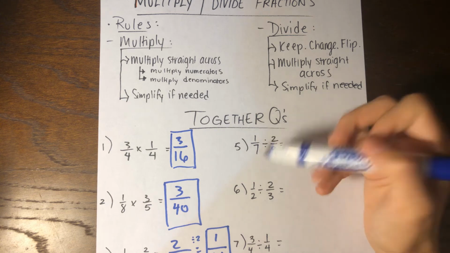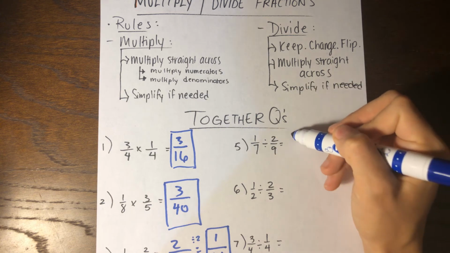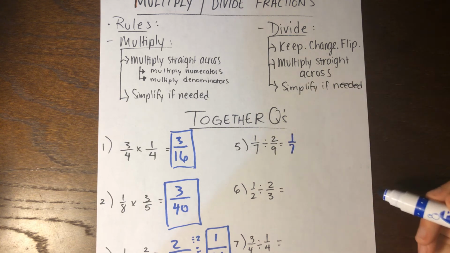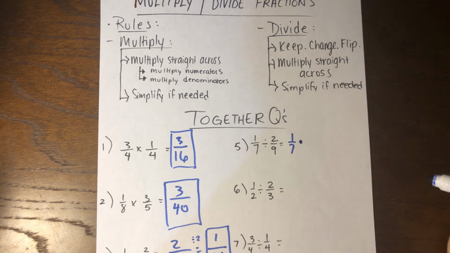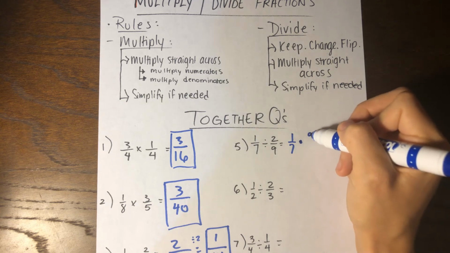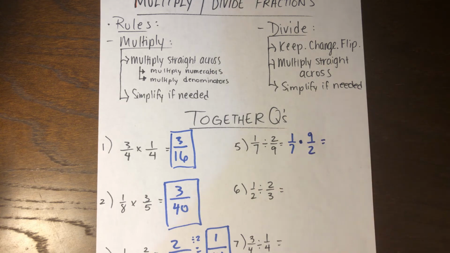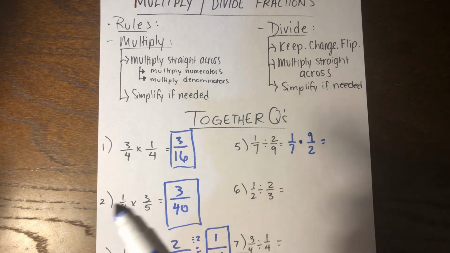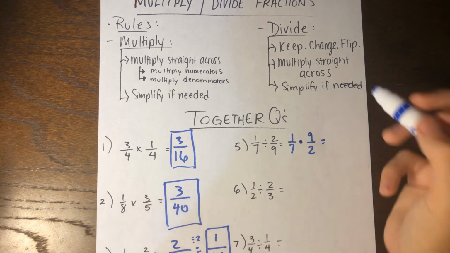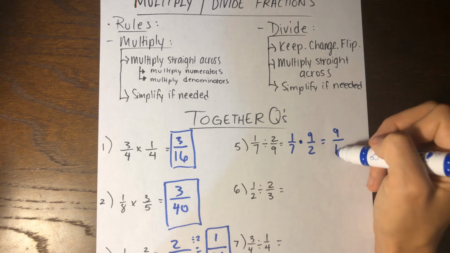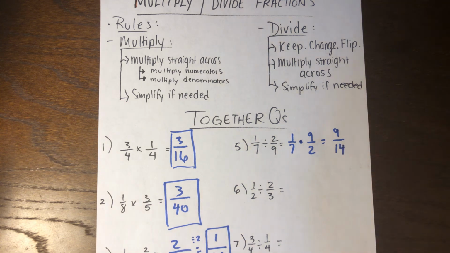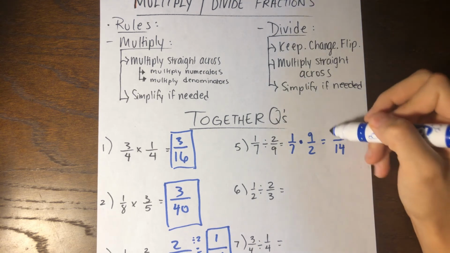So you're going to keep the whole first fraction, so 1/7 stays the same. We're going to change the sign from division to multiplication. And then we're going to flip 2/9. So instead of 2/9, I'm going to have 9/2. Okay? And then you multiply straight across like we just did. So 1 times 9 is 9. 7 times 2 is 14. And then you look to see if you can simplify, which here we can't. So we would be done.